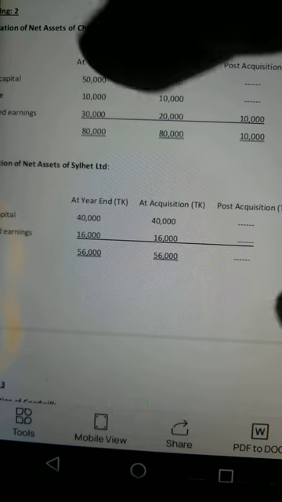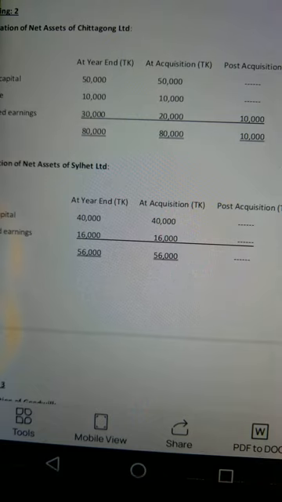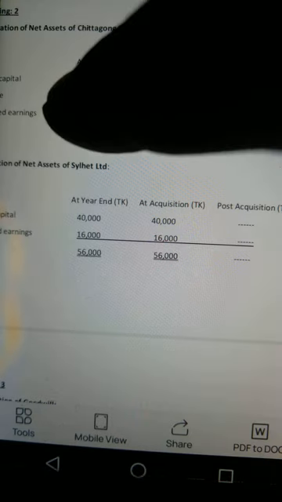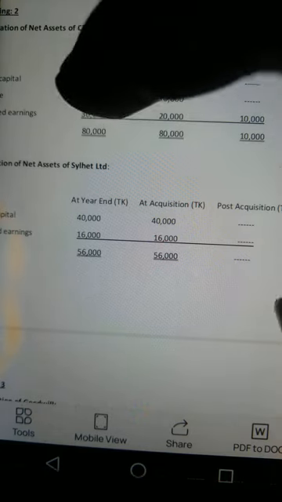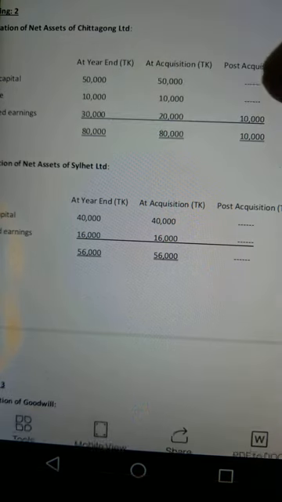So here we have to deduct this. It goes like a formula: at year end minus at acquisition. It's very simple. We have to deduct 50,000 minus 50,000, which is equal to 0.